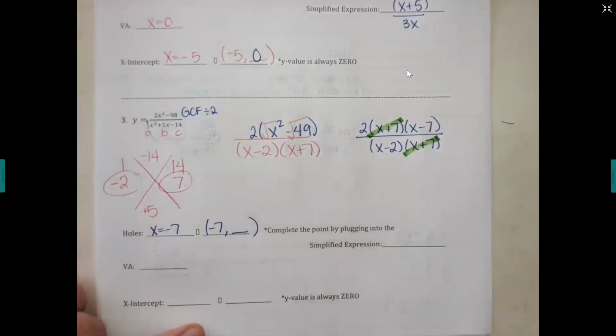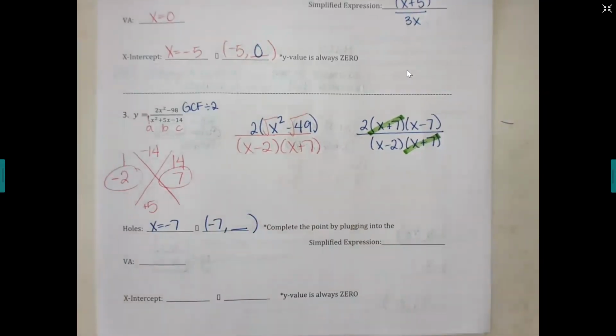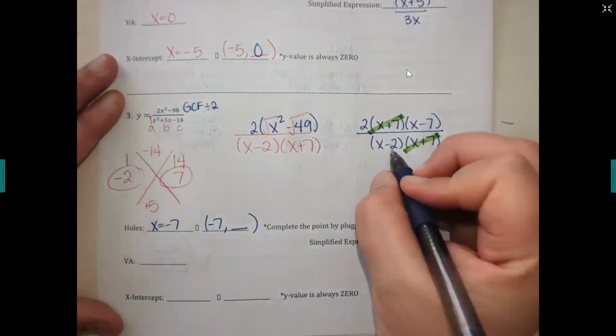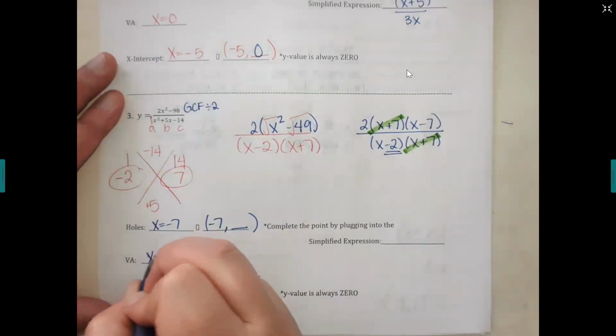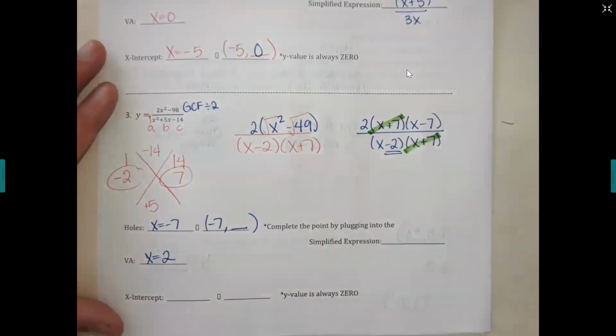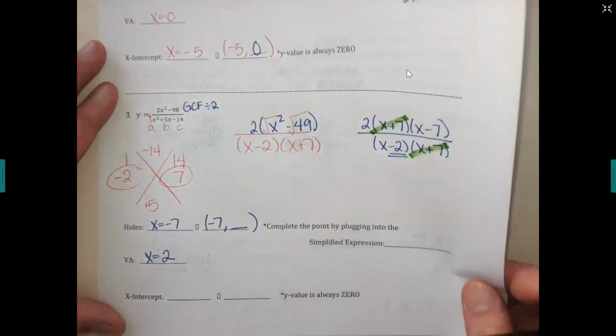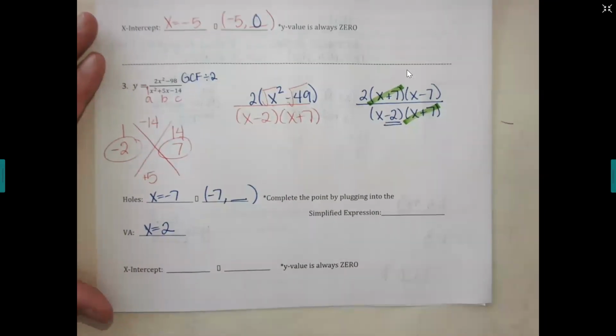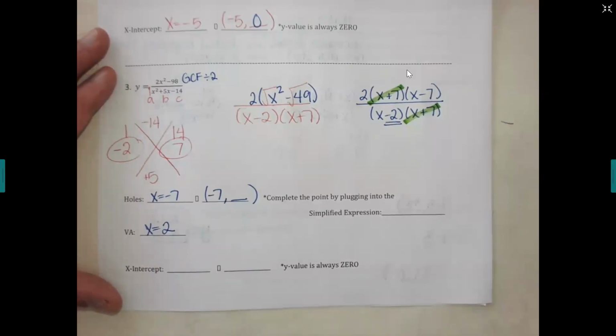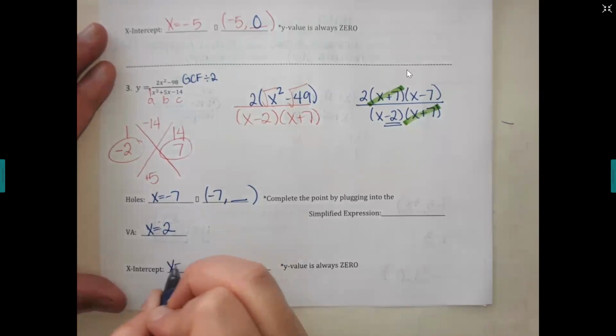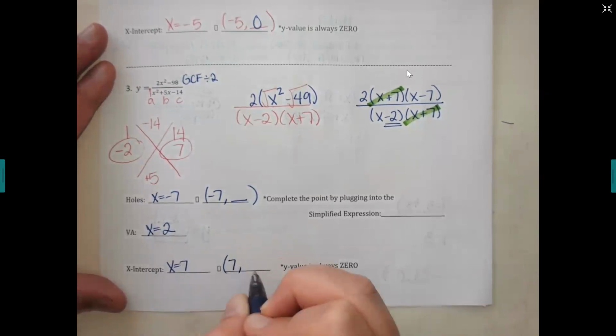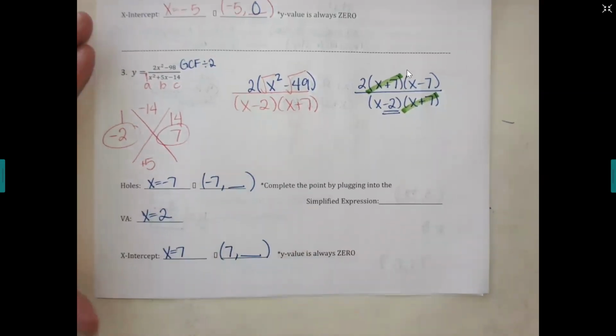-7 comma something. My vertical asymptote comes from any x's left on the bottom. What x is left on the bottom? It's a -2, so I'm going to put x equals +2. Okay, then for my x-intercept, that would be any x's left on the top. I have an x minus 7, which means it's going to be at +7. But that one needs to be written as an ordered pair.